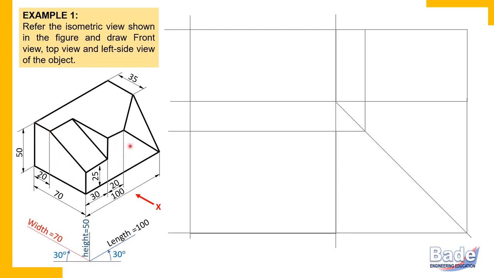Okay, now what about this surface? Of course it is a principal surface. How come? It has an edge parallel to length and an edge parallel to height. So this is a principal surface. When a surface has two perpendicular principal edges, that is a principal surface.